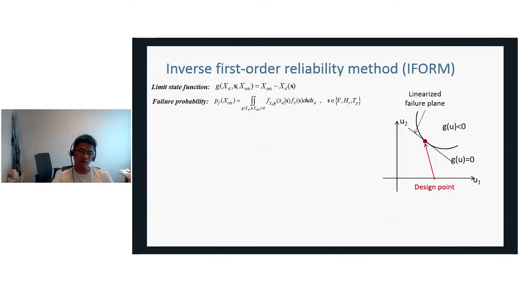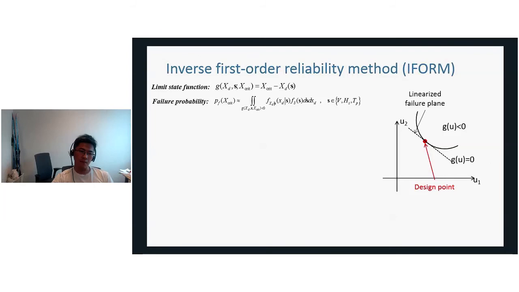The I-FORM, the inverse first order reliability method, is one of the most computationally efficient ways to do reliability analysis. Before introducing the I-FORM, I will explain what the FORM is first.